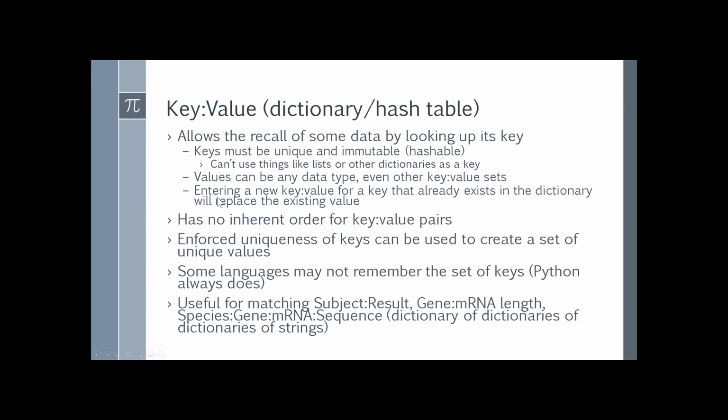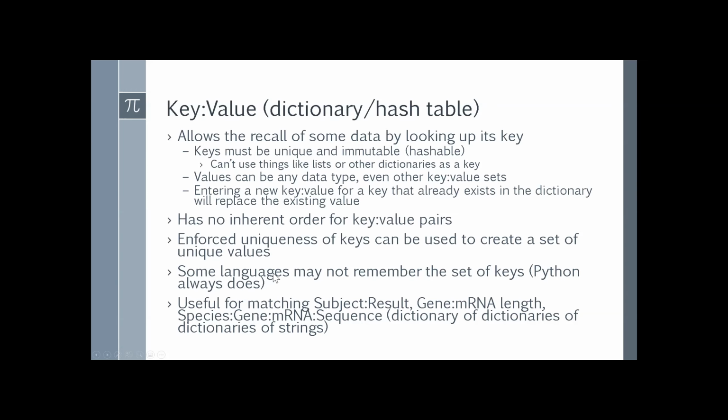In a dictionary, if you enter a new value for a given key, that'll replace the existing value for that key. If you enter a new key, then it'll just create a new value in the dictionary. Dictionaries have no inherent order, although Python, I think, does try and return dictionary keys to you alphabetized or in some kind of an order. The keys have to be unique. So a dictionary can't have a repeated key, and you can use that sometimes to force values to be unique.